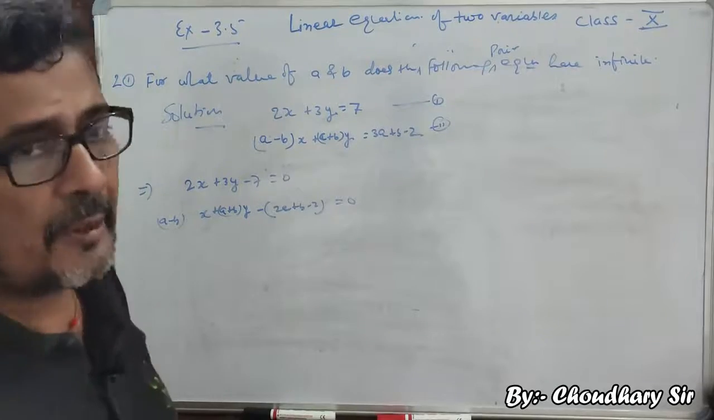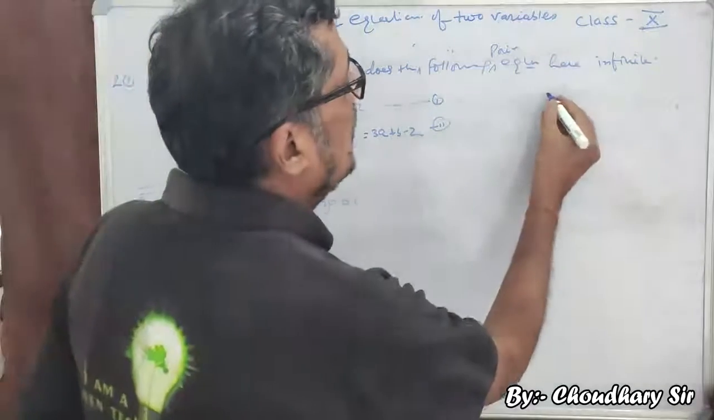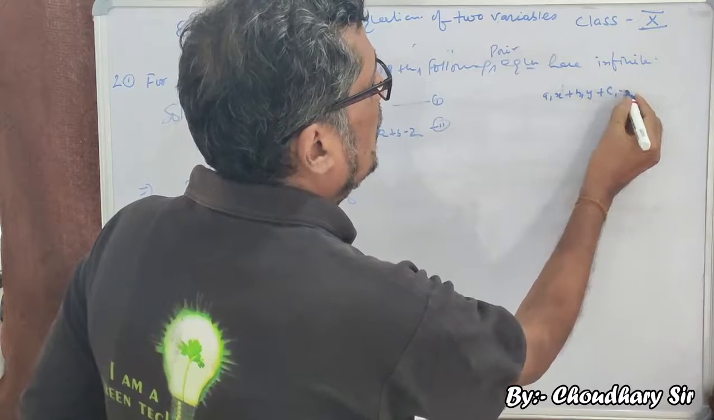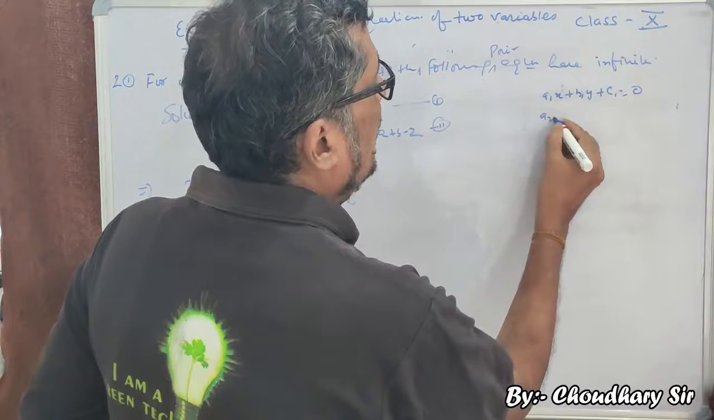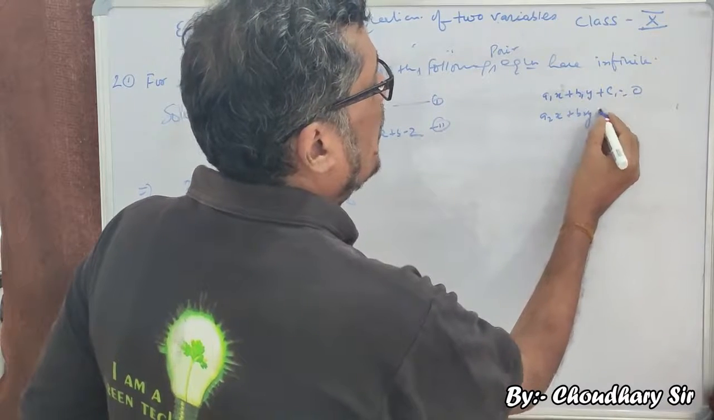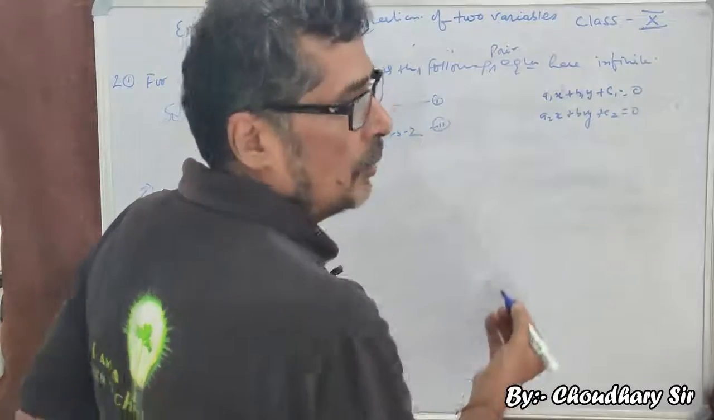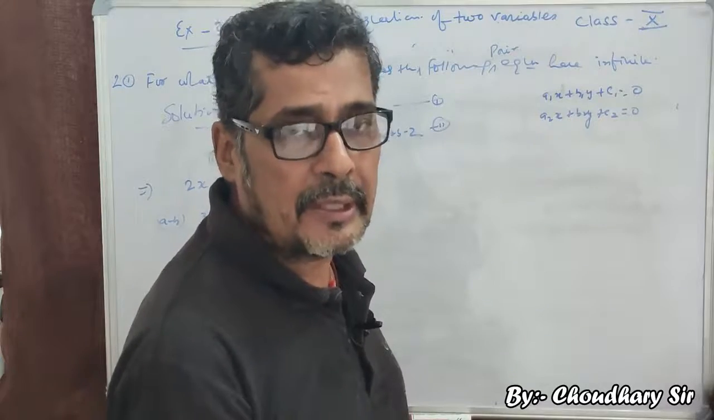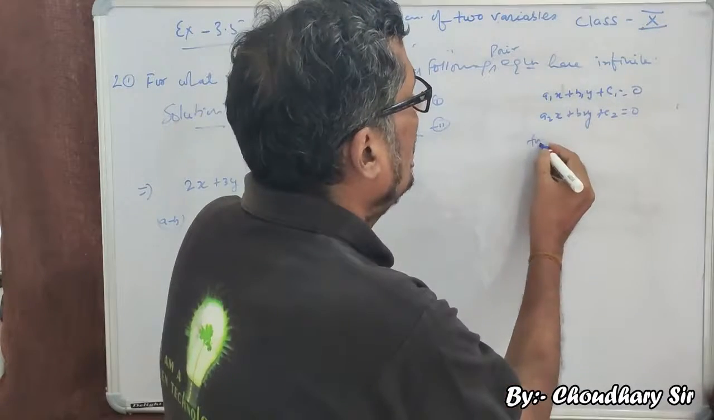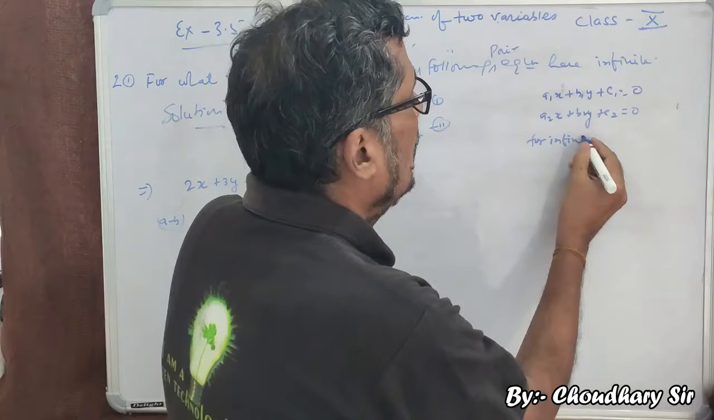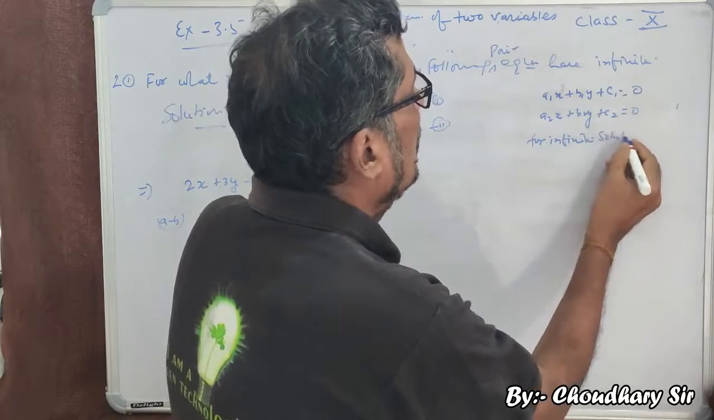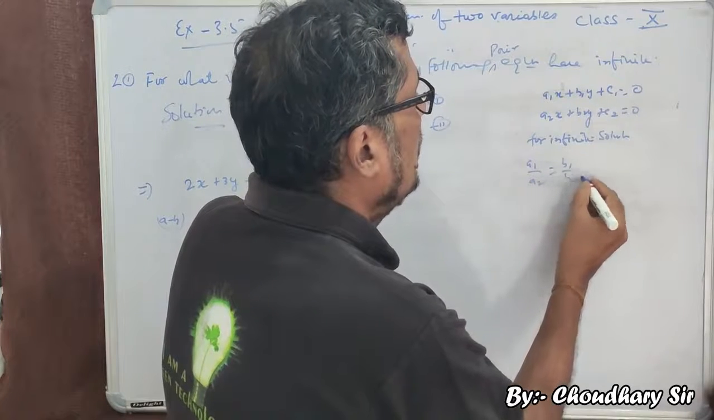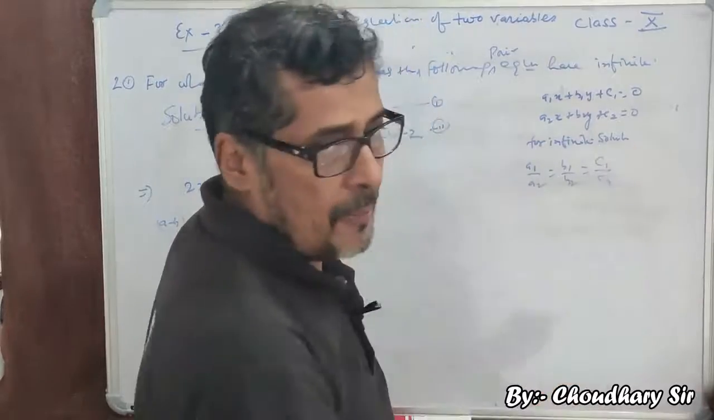For what value of a and b does the following pair of equations have infinite solutions? You know the condition for infinite solutions. If a1x plus b1y plus c1 is equal to 0 and the second equation is a2x plus b2y plus c2 equal to 0, what is the condition for infinite solutions? We already discussed it. So for infinite solutions, a1 by a2 equals b1 by b2 equals c1 by c2.